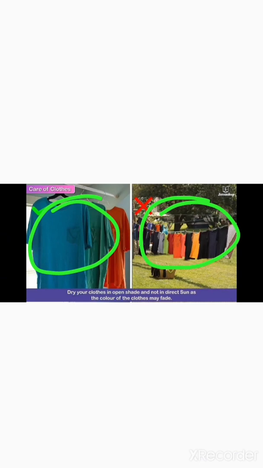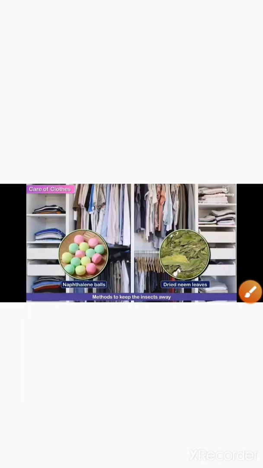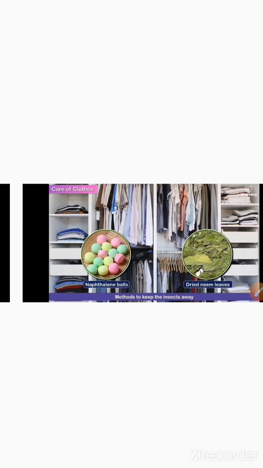Okay, children? The third point which I explained is that we should use naphthalene balls or mothballs or dried neem leaves as methods to keep the insects away. If we are keeping our clothes for a long time, we should use naphthalene balls or mothballs, and dried neem leaves.